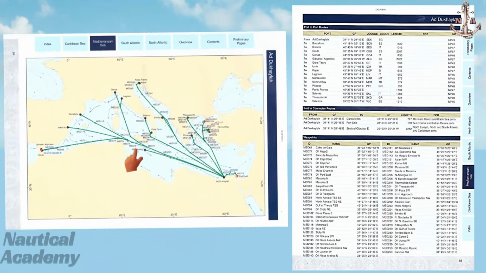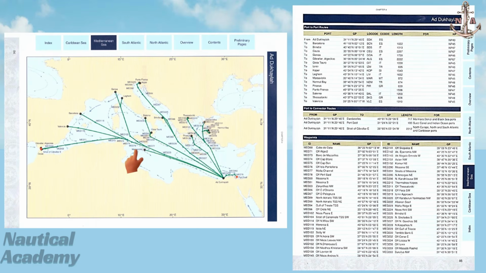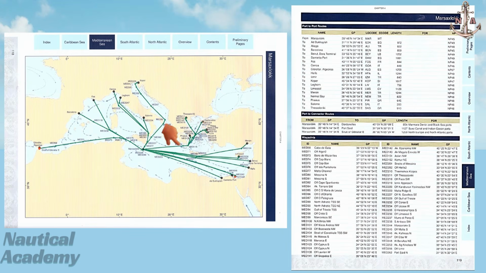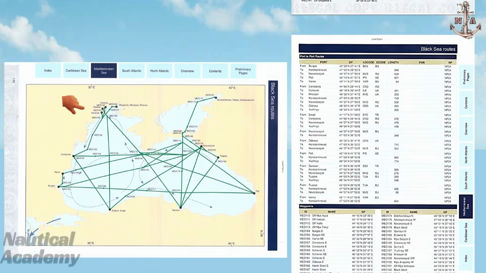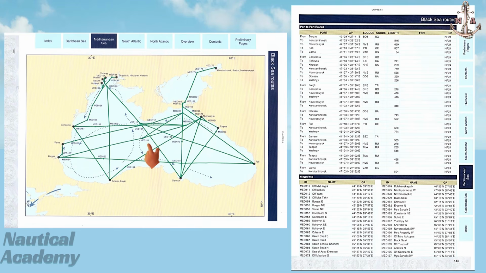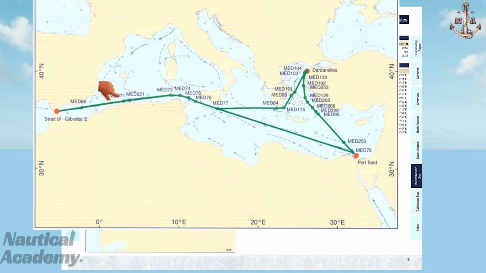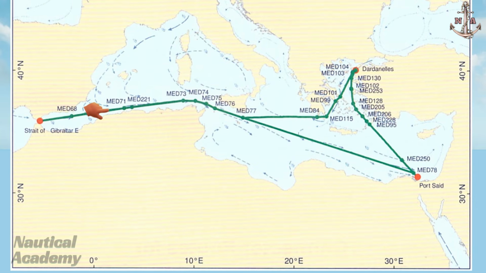Here we can see several recommended routes when sailing within the Mediterranean Sea. On the following page are the lists of every waypoint indicated in the chart. Let's turn to another page. This chart covers routes in this part of the Mediterranean Sea. The next page shows the recommended routes when sailing within the Black Sea. By going through the pages of this publication, we can identify a suitable route for the intended voyage. Let's return to pages 80 and 81, where we can find the appropriate route for our intended voyage.